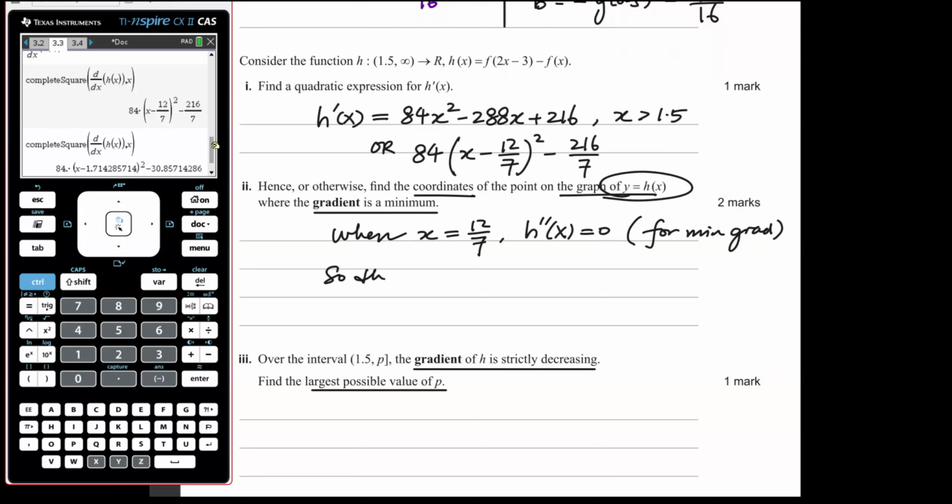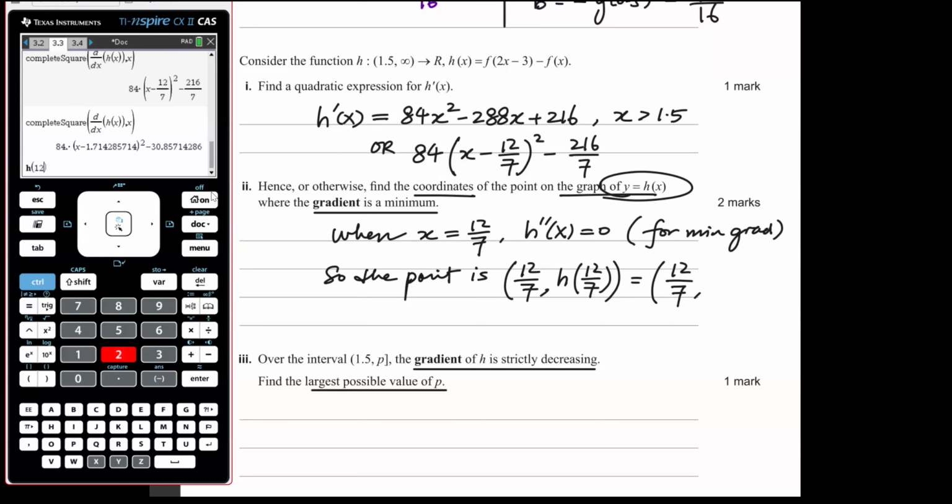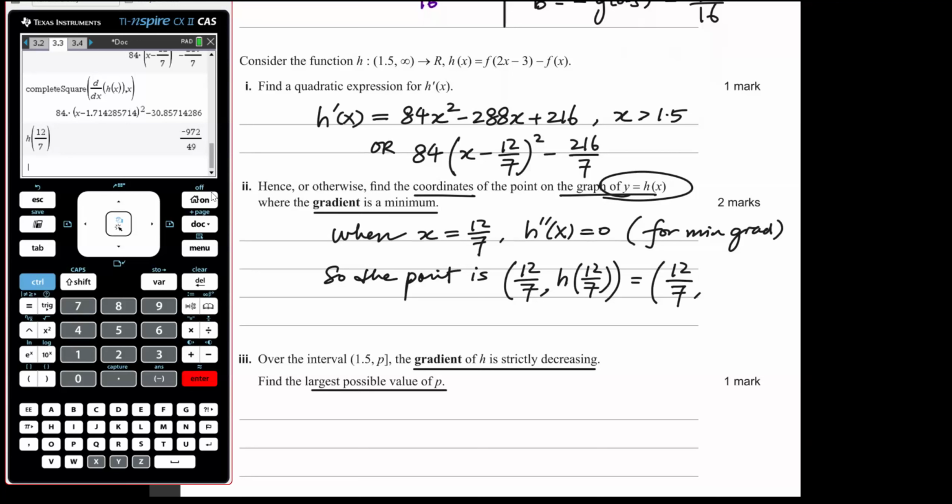So the point is 12/7, h of 12/7. And I can do some evaluation, 12/7 here. And say h of 12/7. That is minus 972 divided by 49.